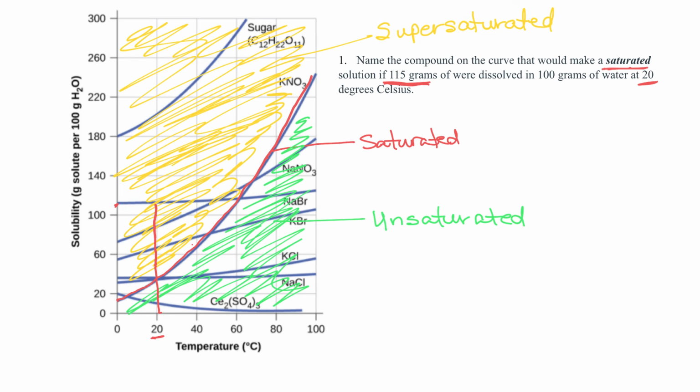We would say that it's sodium bromide, even though that's probably a little bit higher than 150. Well, not really, because this would be 120. So this is the point right here, 115 grams and 20 degrees Celsius. And so the compound is going to be this compound right here, the sodium bromide.